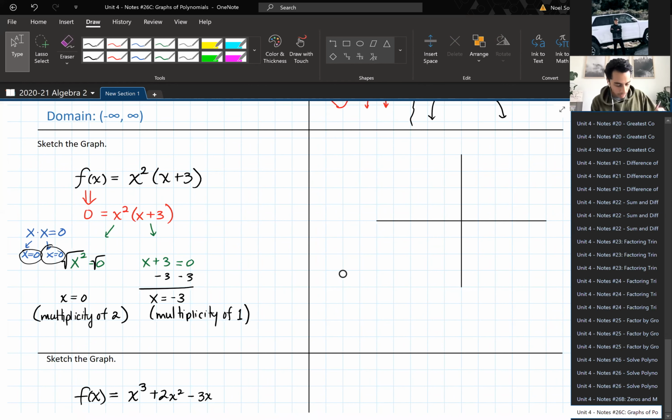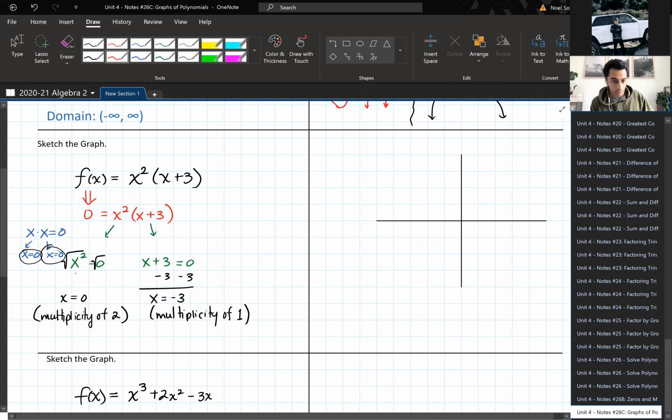Okay. Now, another name that you might end up hearing in future years for 0 and -3 is critical points. A critical point, because that's typically where a decision has to be made, right? So we have 0 and -3. These are our critical points.